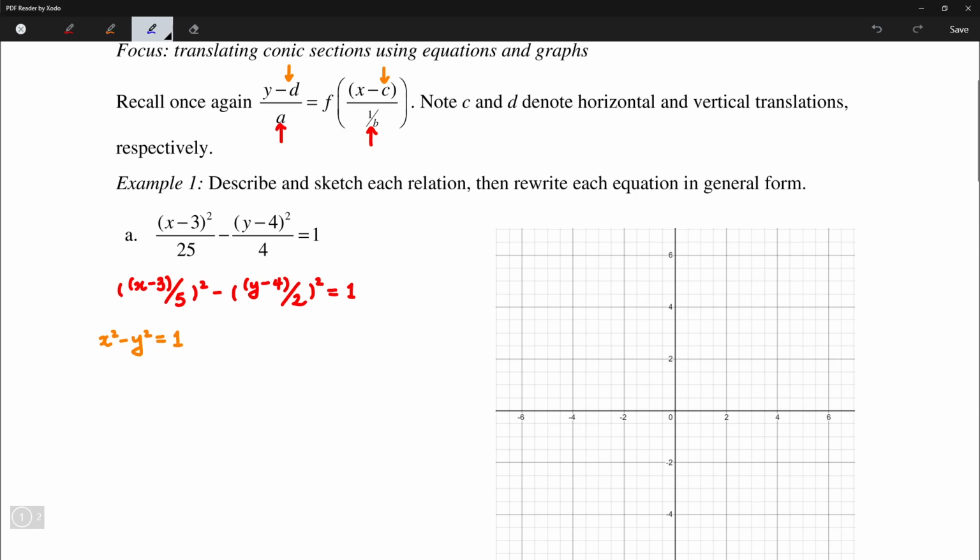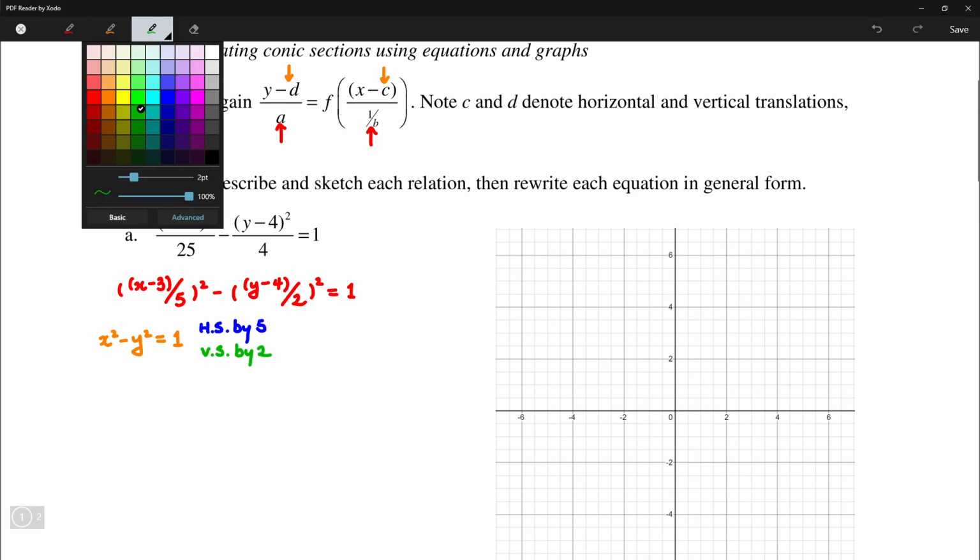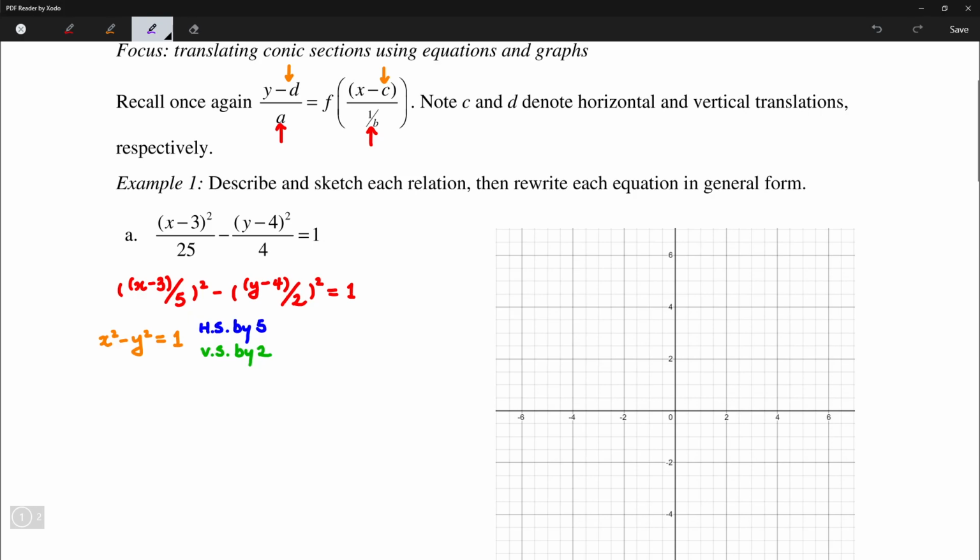It has undergone the following transformation. First, a horizontal stretch by 5, and also a vertical stretch by 2. Now, the conic section has also been translated 3 spaces to the right and 4 spaces up. So we can combine those two with the following statement, and that is the center of the hyperbola is now 3, 4 instead of the usual 0, 0.